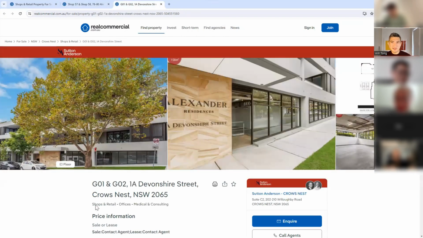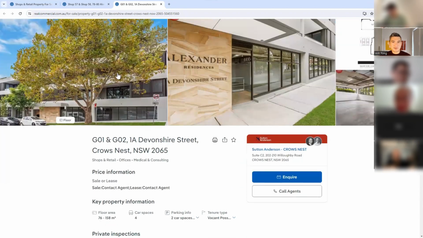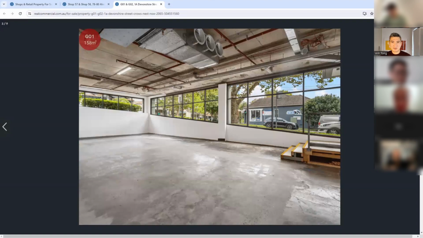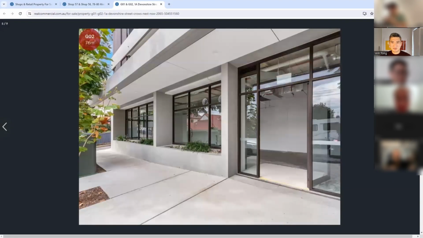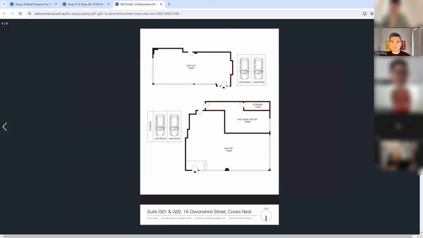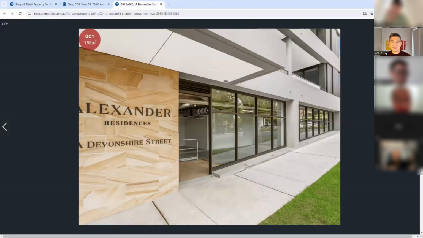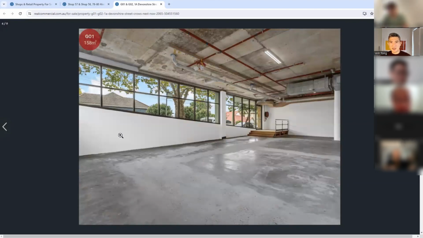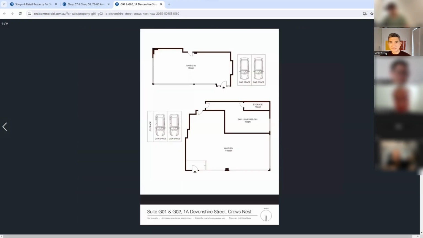So let's have a look at this one here. So this one's Crow's Nest. What is it? It's a ground floor office. Yeah, okay. I don't like this one because it's sloped. You see how that's sloped there? That means I cannot open up another entrance here on this side. There's only 1 entrance here on this side. So if you look at the floor plan, that's where the slope is.